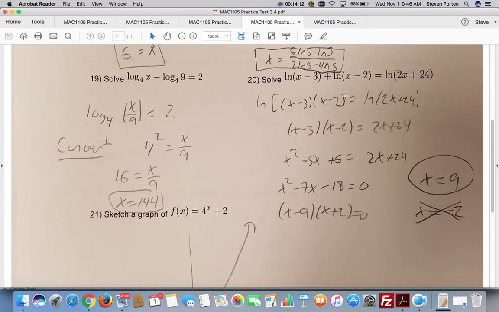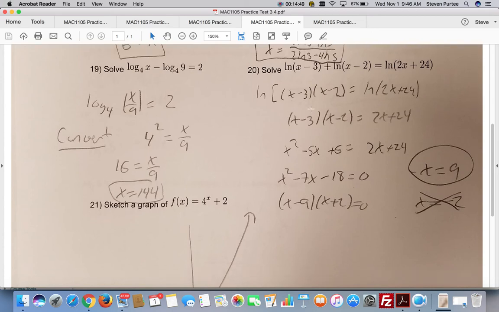Okay, over here on number 20. You cannot just go through and cancel the logs. That's the most common mistake made here. Don't just go through and cancel the logs. I need to make this look like 1 log equals exactly 1 log. 1 log on each side. So I need to combine these logs into one single log. Added outside becomes multiplied inside. Now, here in this step, I have log equals log. Now I can set the insides equal.